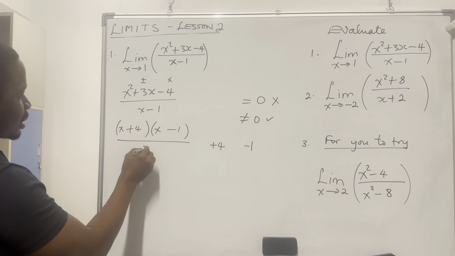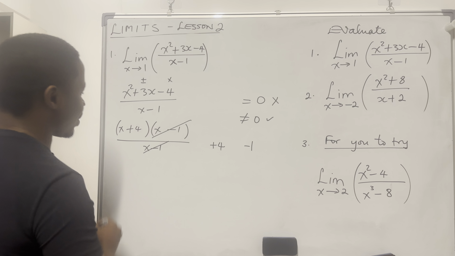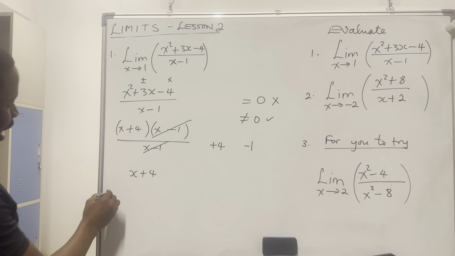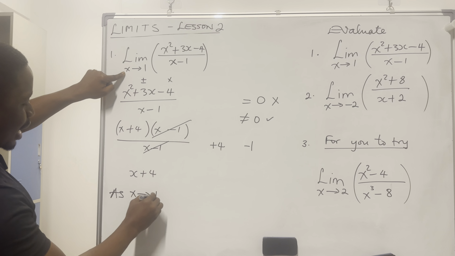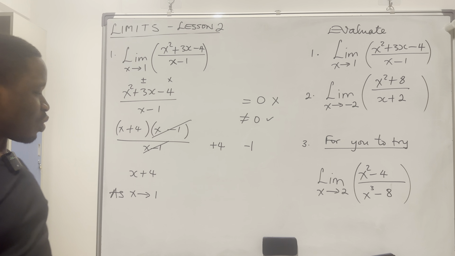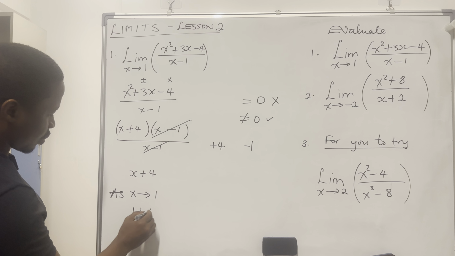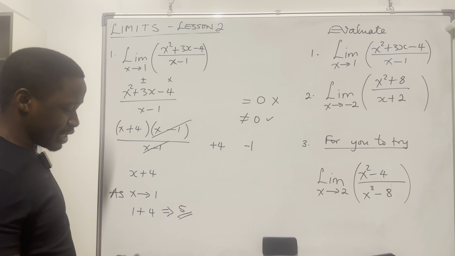And the denominator is x minus 1. So now x minus 1 takes away x minus 1, and we are left with x plus 4. As x approaches 1, we accept x to be 1. So 1 plus 4, which implies 5. So the limit is 5.